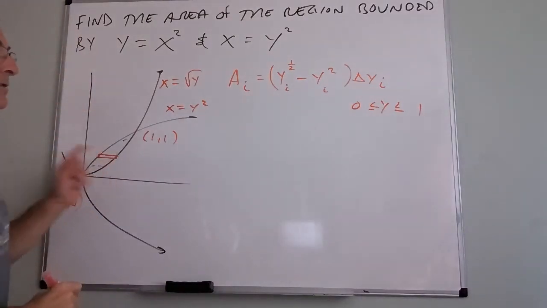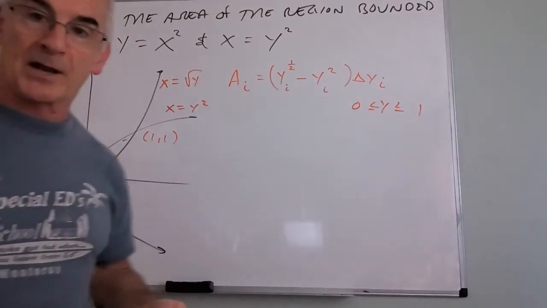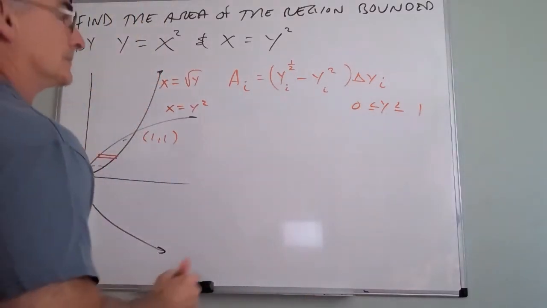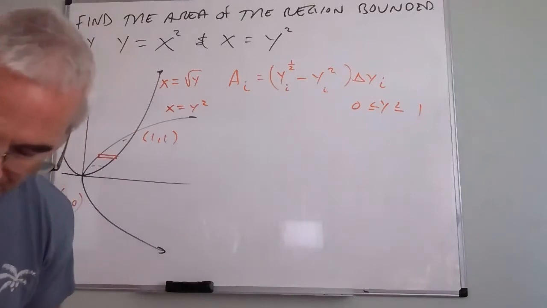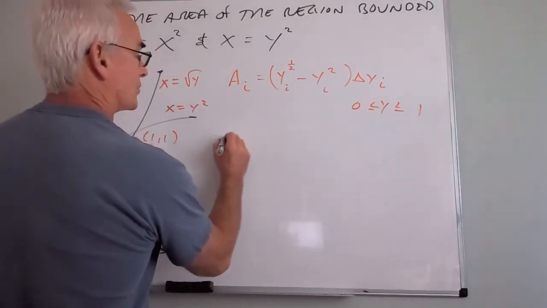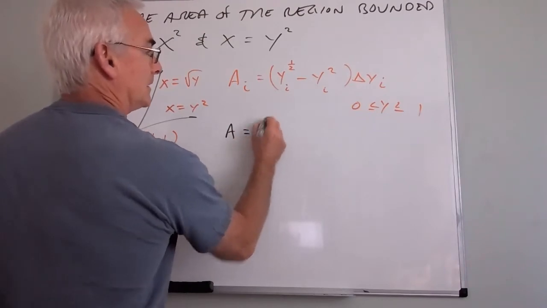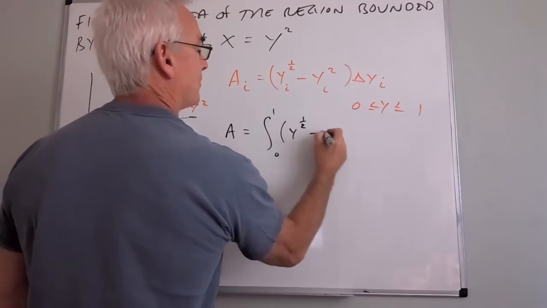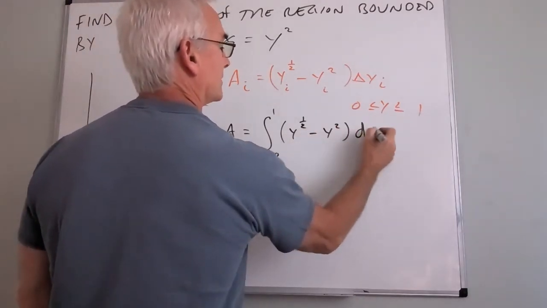Now that I've stated the area of an arbitrary rectangle, and that's the term we use, it's arbitrary because I could have done any rectangle, now I can write the integral. We're skipping the entire Riemann sum limit process and going directly to the integral. So 0 to 1, y to the 1/2 minus y squared dy.